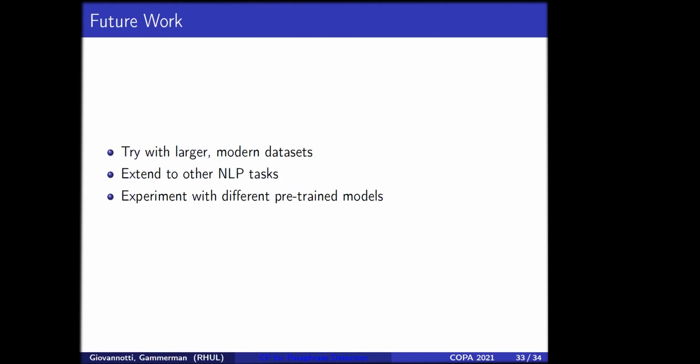For future work, of course, we would like to try with larger and more modern data sets. There are many more paraphrase detection data sets out there. We would also extend these experiments to other NLP tasks, like maybe sentiment analysis or text classification in general. Also experiment with different pre-trained or foundation models that may be better than BERT in predictive accuracy and so on.